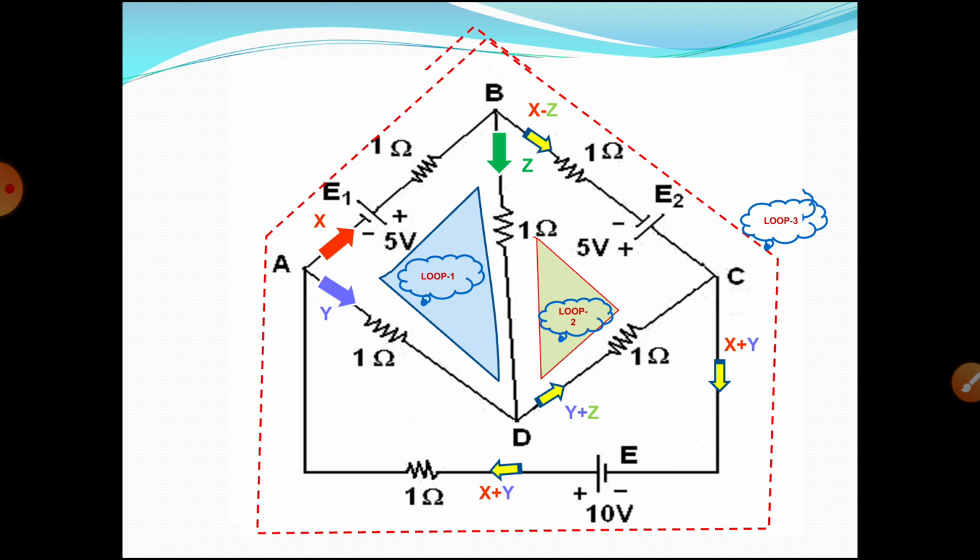Now for branch BC, by applying KCL, the current coming from AB, that is X, minus the current flowing away from B through BD, that is Z, gives the resultant current flowing through BC: X minus Z. Similarly, the current from BD, which is Z, and from AD, which is Y, meet at node D. Summing up, Y plus Z flows in branch DC. You can see this in the figure.